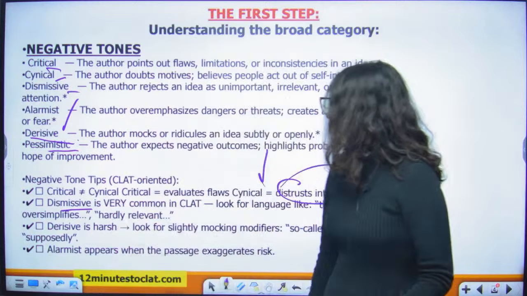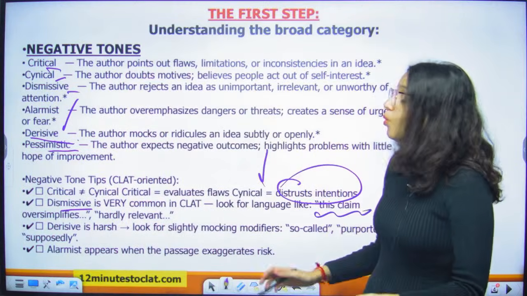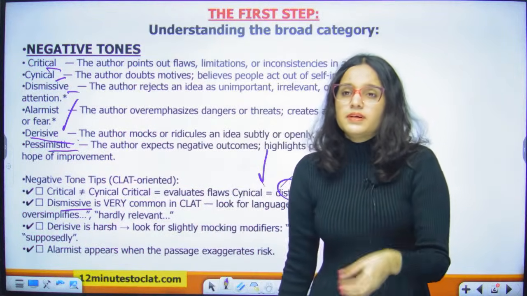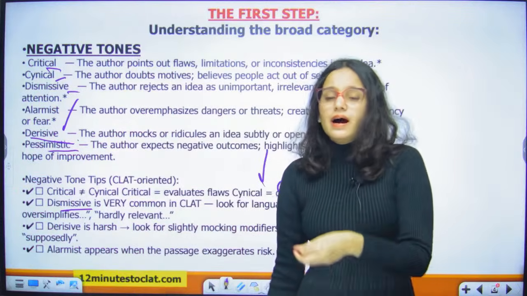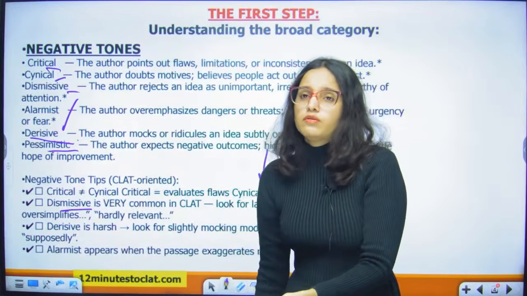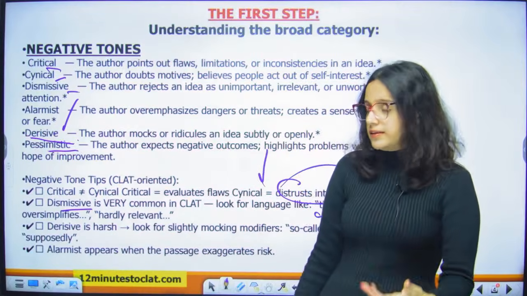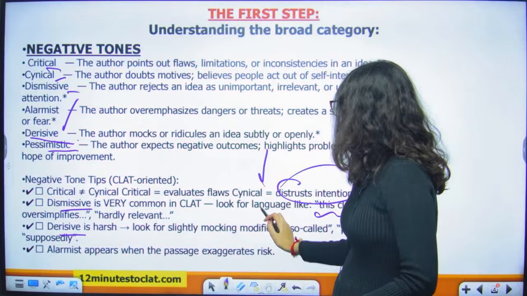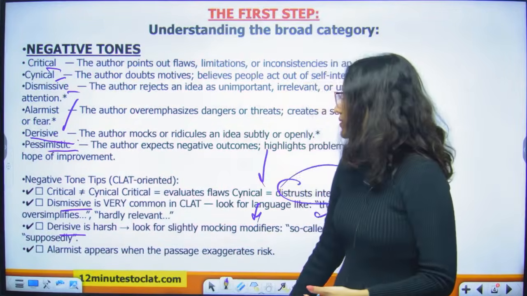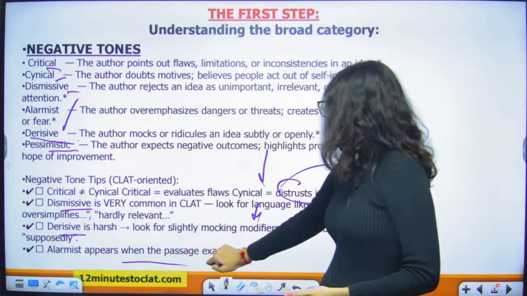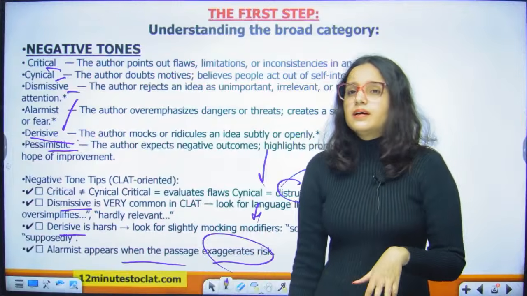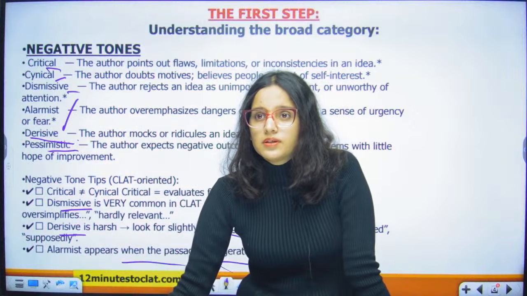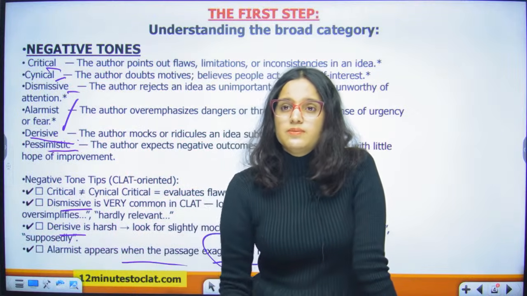Dismissive is very common, and it claims things are oversimplified. In dismissive, they're saying that whatever belief common people, or a certain group of people, or a certain school of thought has is not correct, not apt. Then derisive is harsh, mocking, ridiculing. After that, alarmist appears when the passage exaggerates the risk. The risk is there, but you're exaggerating too much. Have we understood this? Yes, people, have we understood this?